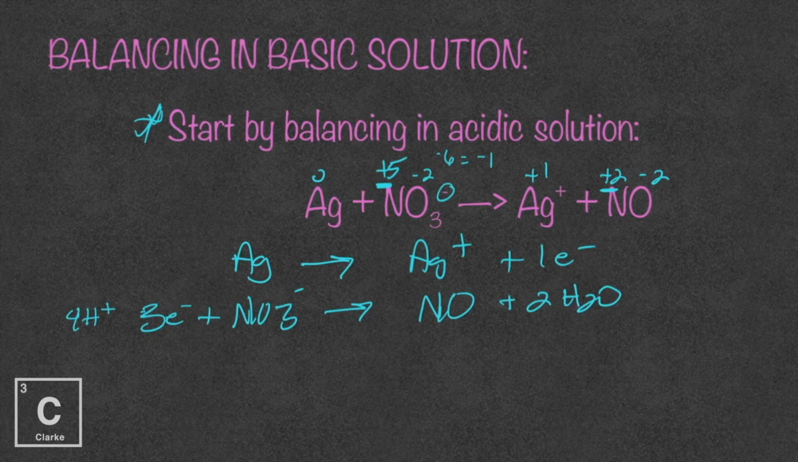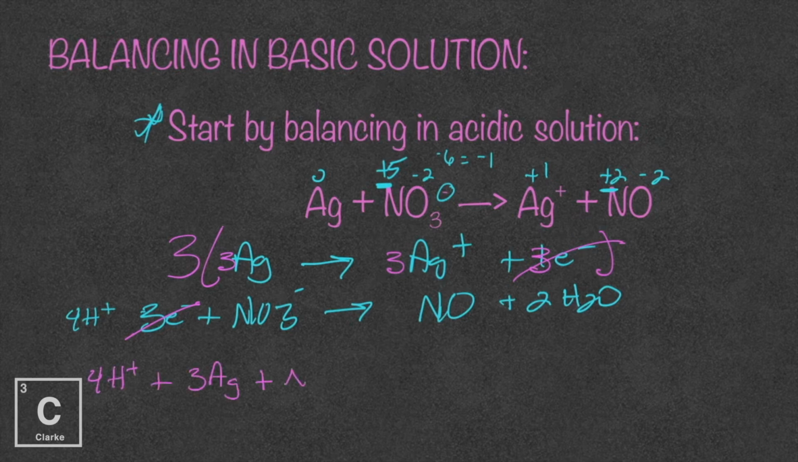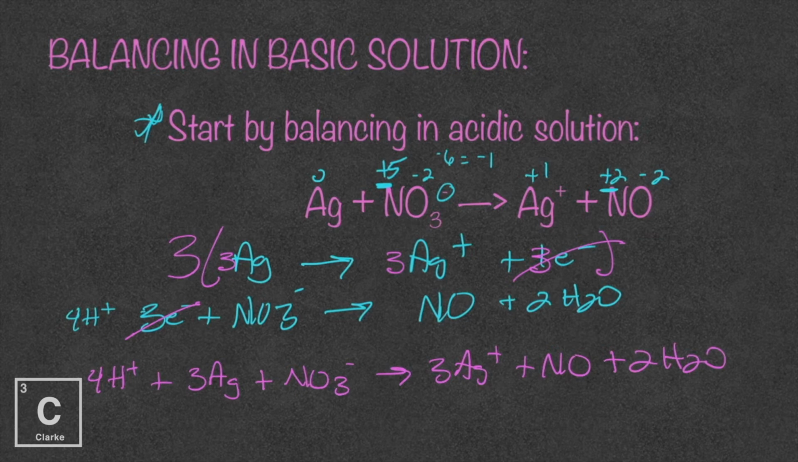Let's do it for charge. We've got 1 electron here. We've got 3 electrons here. So we're going to have to multiply our top reaction by 3. That's going to give us 3 silvers. That's going to give us 3 electrons. Those 3 electrons are going to cancel. Let's put everything back together again. So we're going to have 4 hydrogens plus 3 silvers plus a nitrate ion, arrow, 3 silver ions plus nitrogen monoxide plus 2 waters. Now, if we were balancing in an acidic solution, we would be done, but we're balancing it in a basic solution.